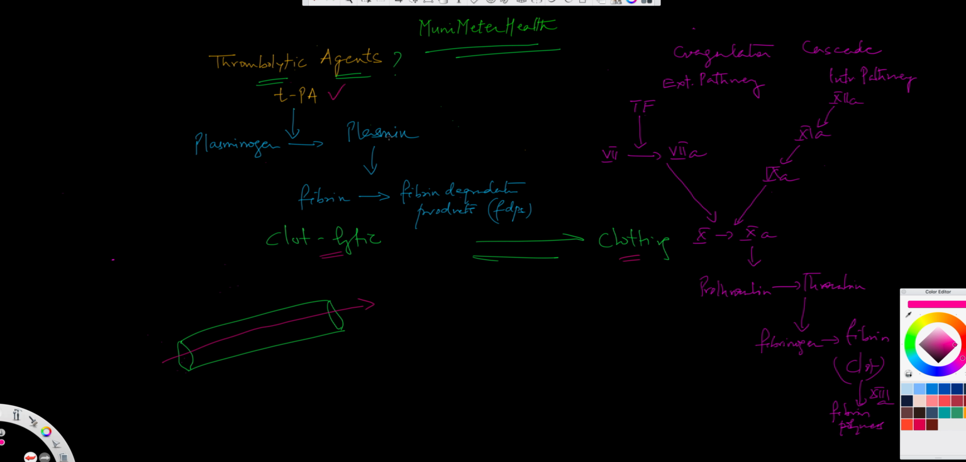Now plasmin then acts on fibrin. Now fibrin, which is already a clot, remember this was already a clot that has formed, will degrade and therefore cause lysis here. This is lysis, and so fibrin degradation products will appear, like FDPs, and this is actually dissolving the clot. So this is a dissolving clot mechanism.